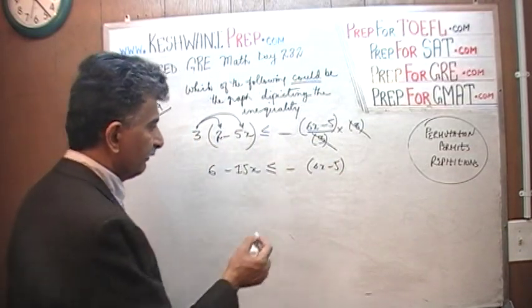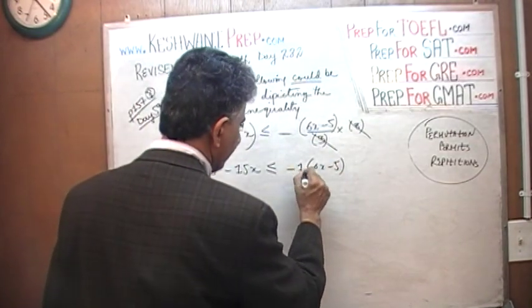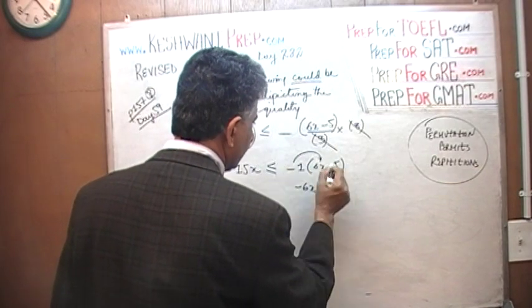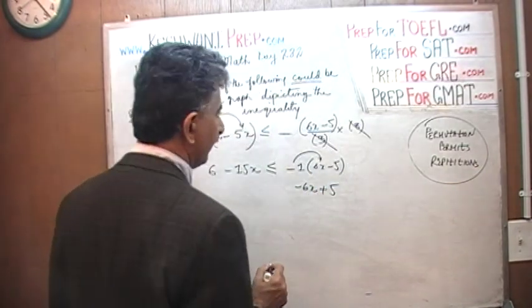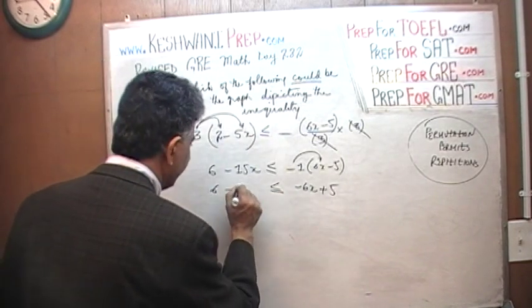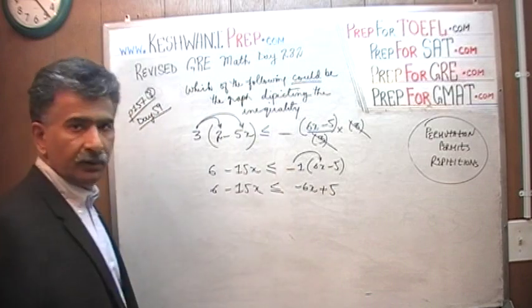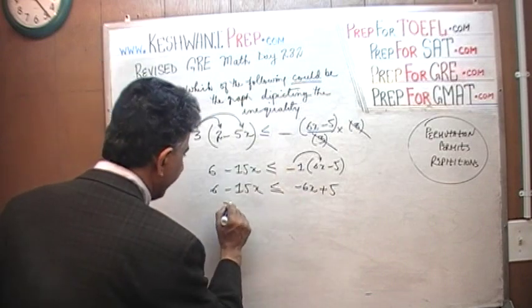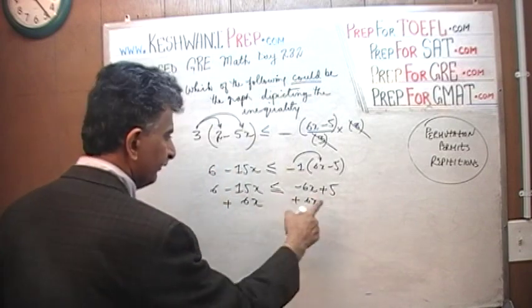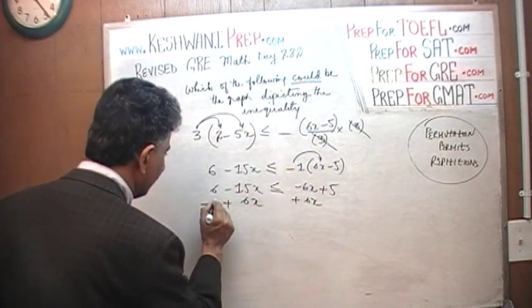Negative of 6x minus 5, we have to open the parenthesis, which is the same as negative 1 times. So it becomes negative 6x, and negative 1 times negative 5 becomes positive 5, which is less than or equal to 6 minus 15x. Let's bring this 6x to this side by adding 6x to both sides. And let's bring this 6 to that side by subtracting 6 from both sides.